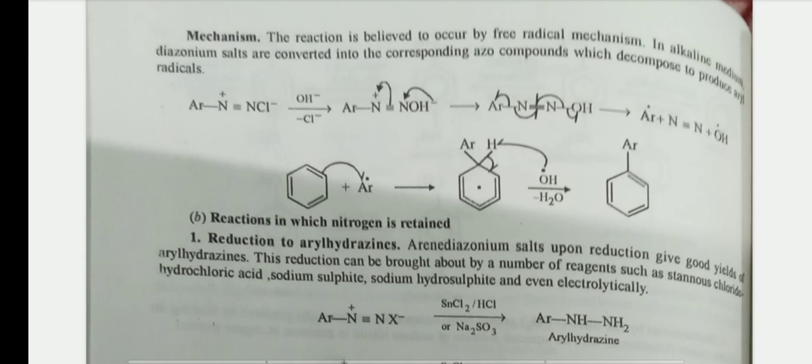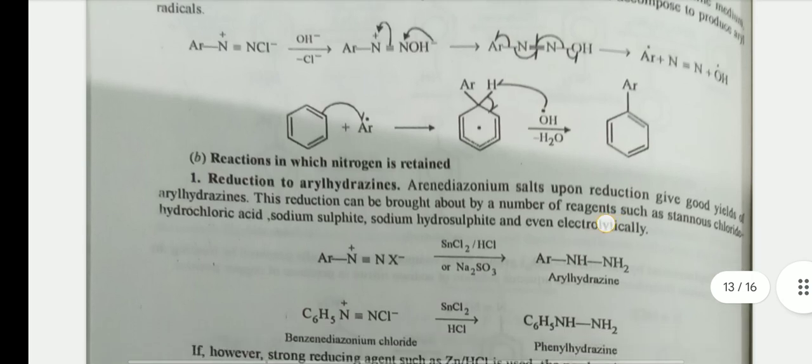Mechanism. The reaction is believed to occur by a free radical mechanism. In alkaline medium, diazonium salts are converted into the corresponding azo compounds, which decompose to produce aryl radicals. Reactions in which nitrogen is retained.